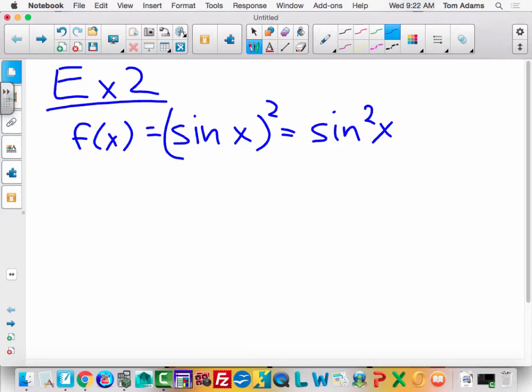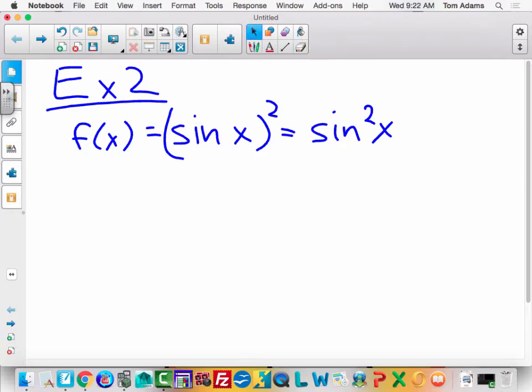of x, or sine of x squared, is that if I put the 2 over here, we might get it confused as sine of x squared as opposed to sine of x squared. So that's why we write it that way, but it means the same thing.